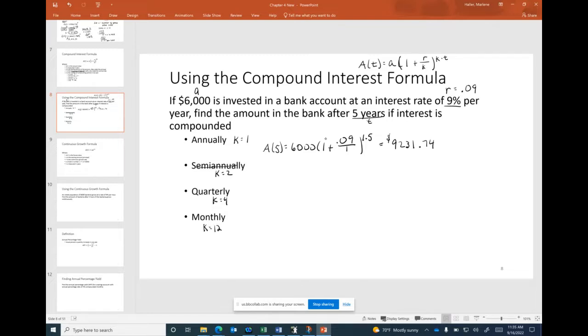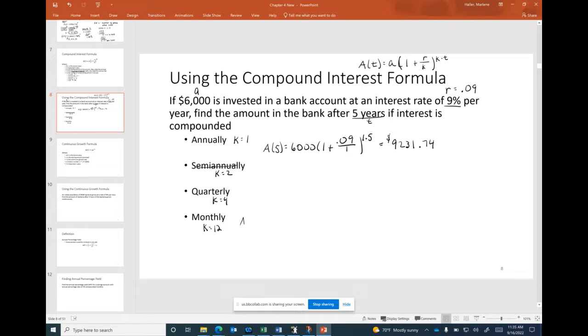Look at that. What do you think is going to happen when we substitute that 1 with a 12? Well, we're dividing that 0.09 by 12, so this becomes 1 point a very small number, but we're raising it to a very high power here, right? The power we're raising it to is 12 times 5, or 60. This is where the beauty of exponential functions comes in. When the exponent gets bigger and bigger, even very small growth factors can have a big effect. Let's see what it is.